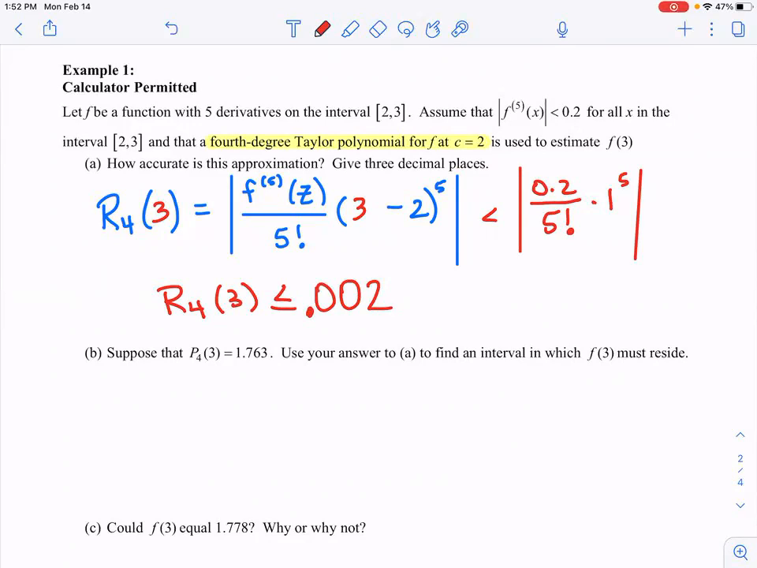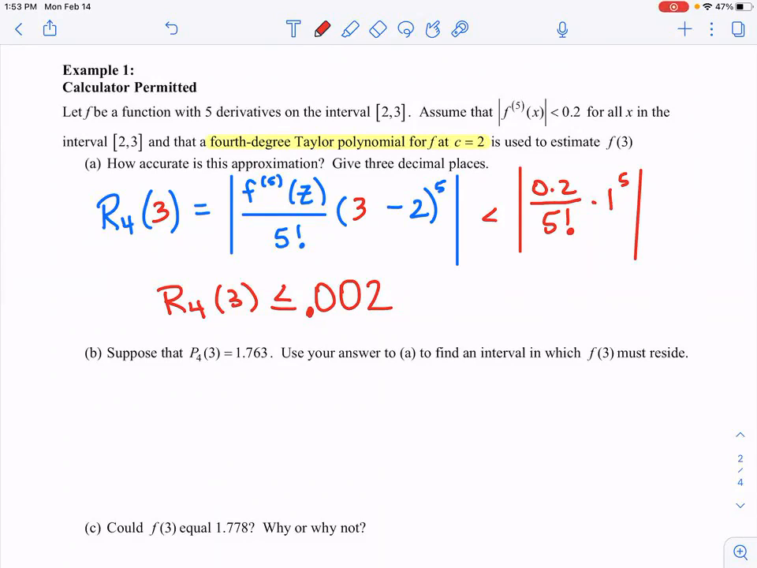So what we're saying is when we plug in 3 to our fourth degree polynomial centered at 2, we are going to be within 2/1000 of the actual f of 3 value. So I just went to 3 decimal places.